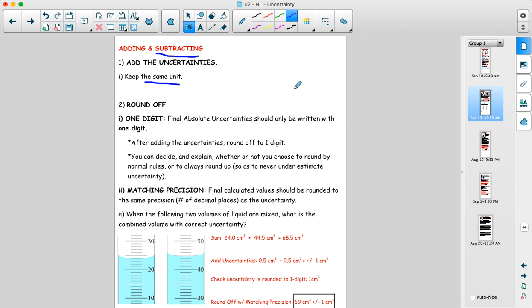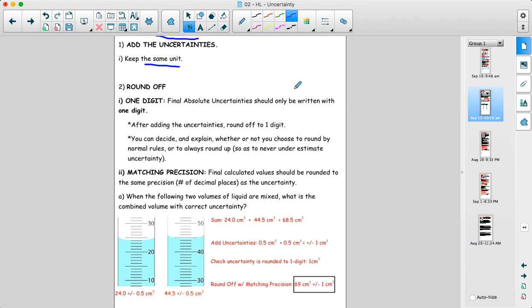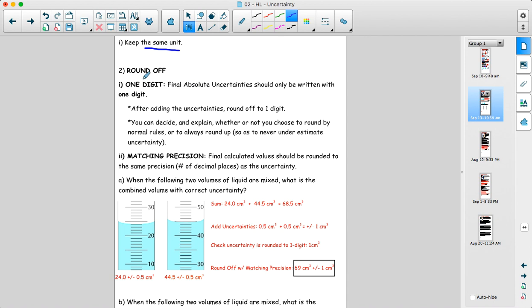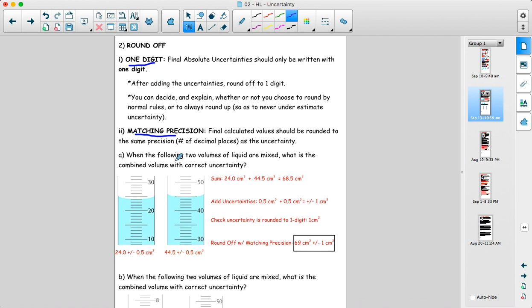The only other thing there is to the adding and subtracting rule is to make sure you double check on your rounding. So when you're done and you've combined uncertainties, make sure you just have one digit of uncertainty and that the uncertainty, its precision or its number of decimal places, is the same as the number of decimal places in the now combined measurement.